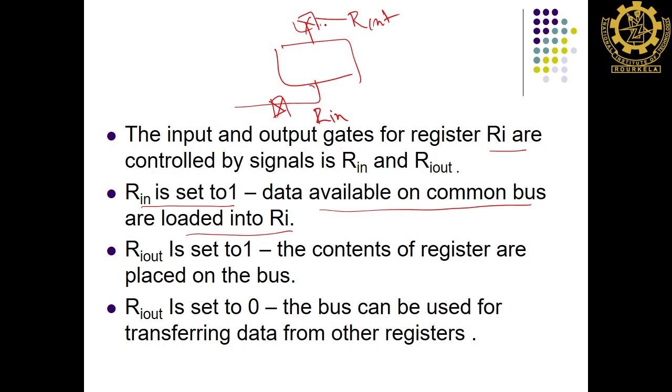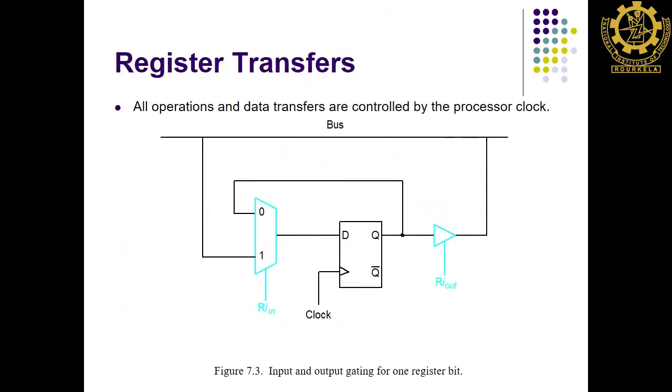I think I should go here, with a diagram that I wanted to show you. Let us say this is a D flip flop. What do we want to do here? We have a register R out. I want to control the output of this D flip flop, and similarly the input I want to control with another signal called Ri in.